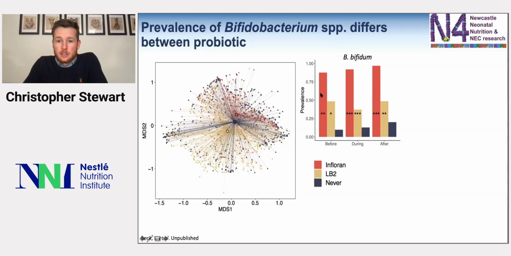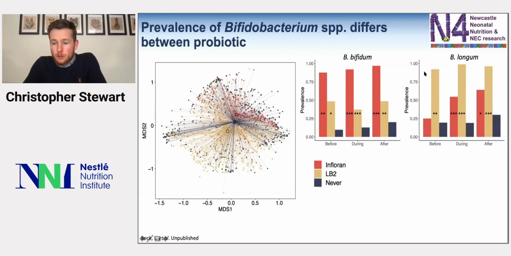And again, you see differences between the strains. So the Infloran B. bifidum has a much higher prevalence compared to Labinic, but of course, both are significantly higher than the never. Here we have B. longum, so that's only present in LB2 or Labinic. Again, we see the before colonization, as expected, and during and after, a very high prevalence. But interestingly, we also pick this up in Infloran as being significantly higher in our probiotic versus never group. And here again, lending support for this bifidogenic effect, where the presence of some Bifidobacterium, in this case B. bifidum, is perhaps supporting the growth of other Bifidobacterium, for instance, longum.